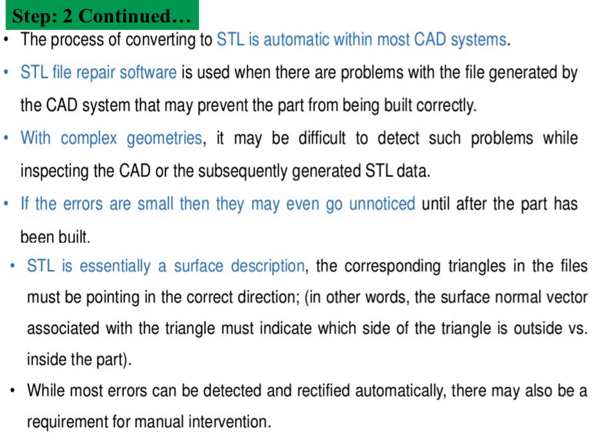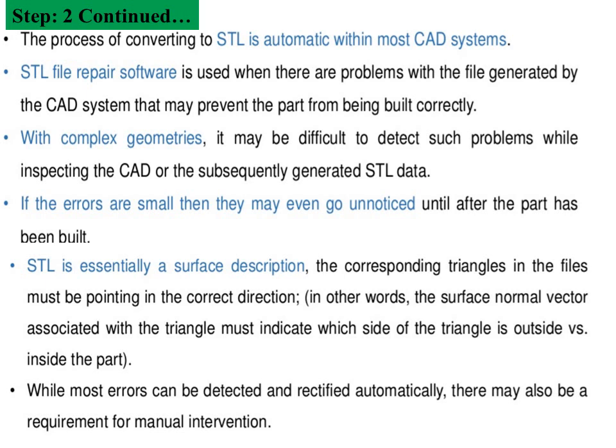But in order to interface your computer with the printer, we want printing software. So this printing software is what enables our computer to get the soft form of the document into the hard form of the document. So we require the program. This program is STL in terms of additive manufacturing. With complex geometries, it may be difficult to detect such problems while inspecting the CAD or subsequently generated data.